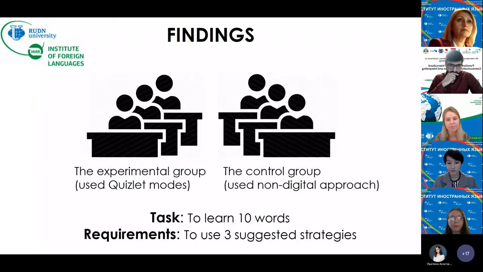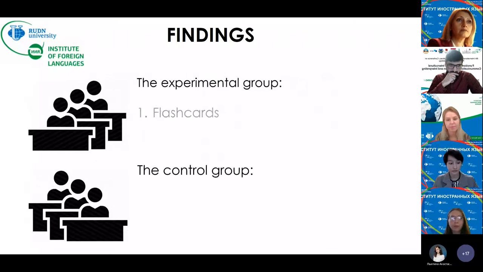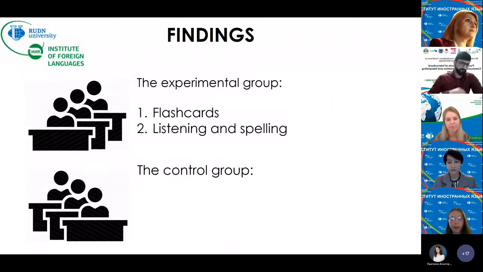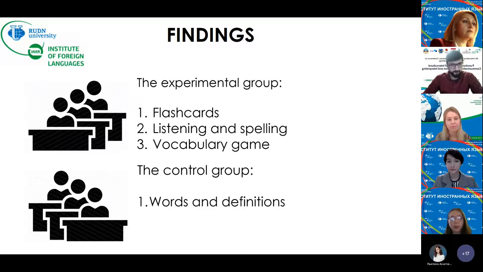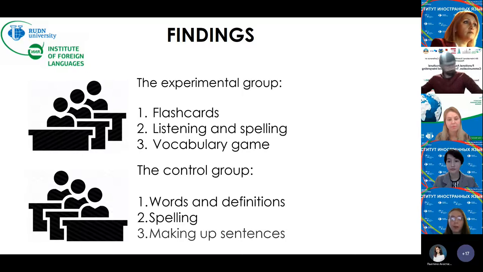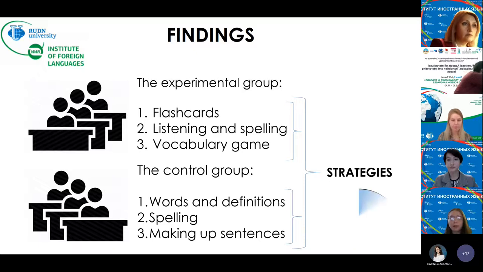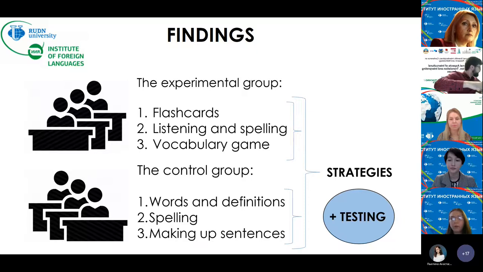The experimental group have created flashcards, spelled the words after pronunciation, and played a vocabulary game. The control group, meanwhile, have been asked to write the words down with their definitions, spell the words repeatedly, and also make up sentences with them. At the end of the study session, an online test has been given to the students in order to assess their knowledge of the words.